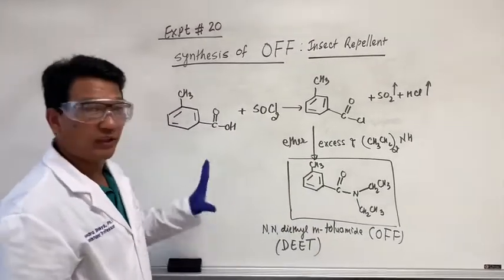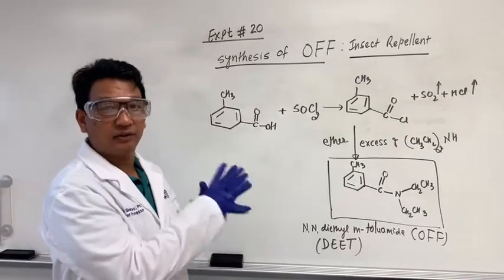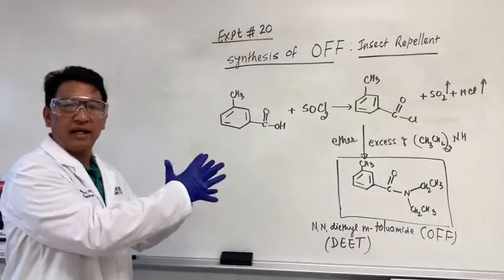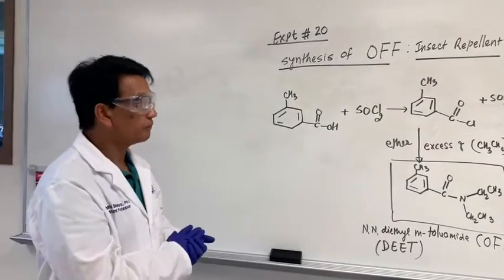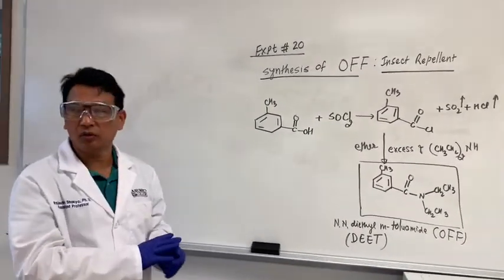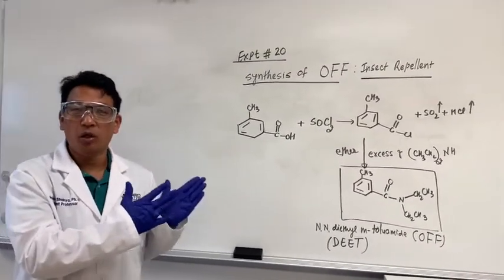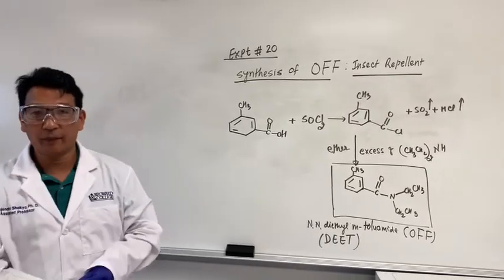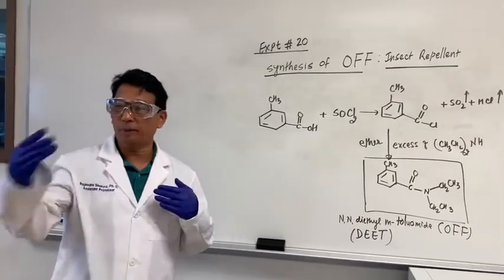That is what we call OFF, or also known as DEET. All right, this is how it is synthesized. This is the reaction to synthesize that. We discussed the mechanism in the pre-lab discussion section also. I just wanted to give you a heads up on how this is prepared. All right, so we will go to the bench for the reaction.